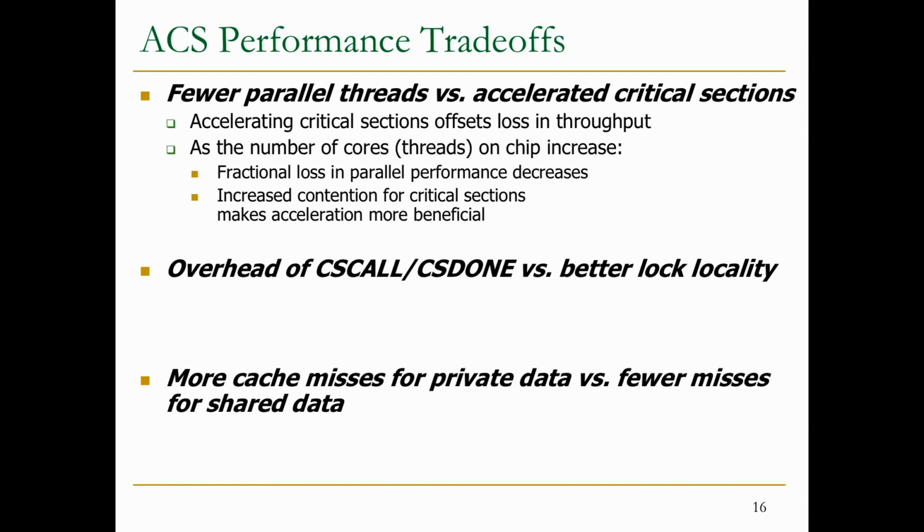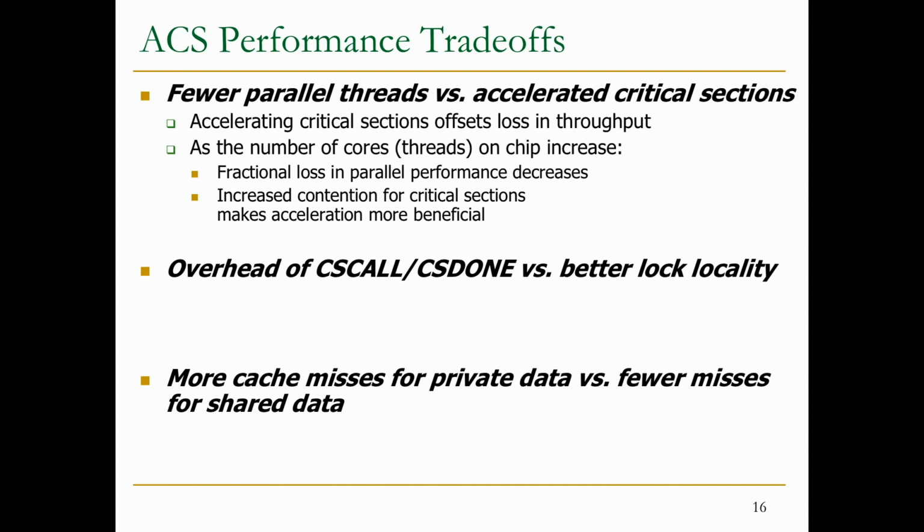And also, as the number of cores or chip area increases, there's more contention for critical sections once you keep parallelizing your program. And that makes acceleration more beneficial in the end. So this is not a bad trade-off, I think. And also, you can fix the trade-off somehow by using the large core for other execution, like parallel execution. But we're not going to talk about that over here.